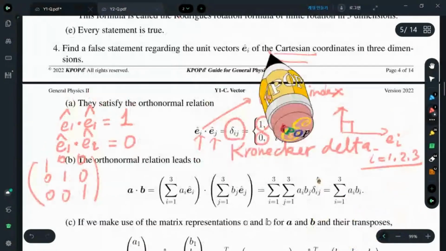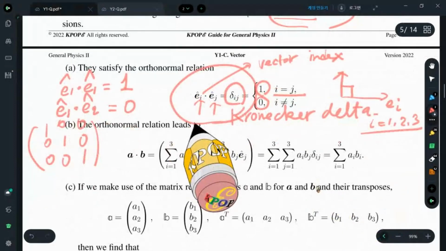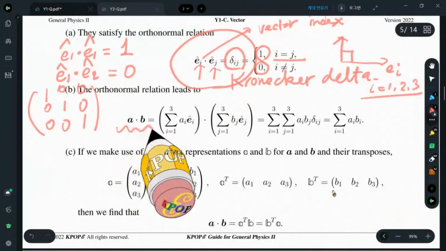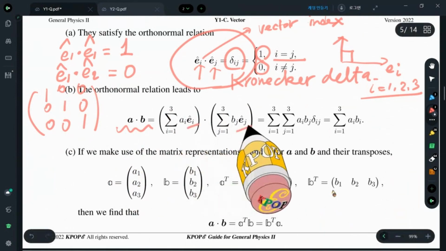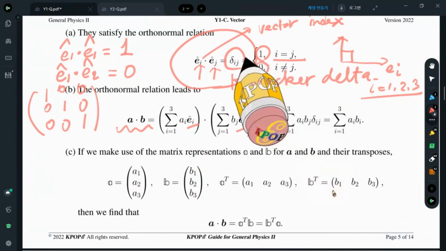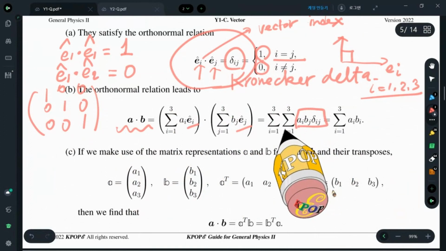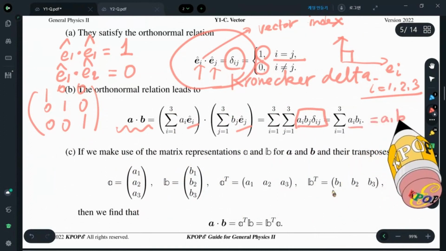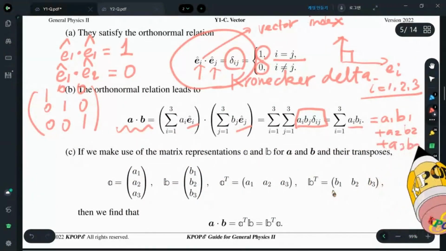If we make use of a Cartesian coordinate system, due to the orthogonality of these unit basis vectors, computation of a scalar product becomes very, very simple. That is, the scalar product of i and j survives only if both i and j are the same. The computation is greatly reduced to this. That means A1B1 plus A2B2 plus A3B3.